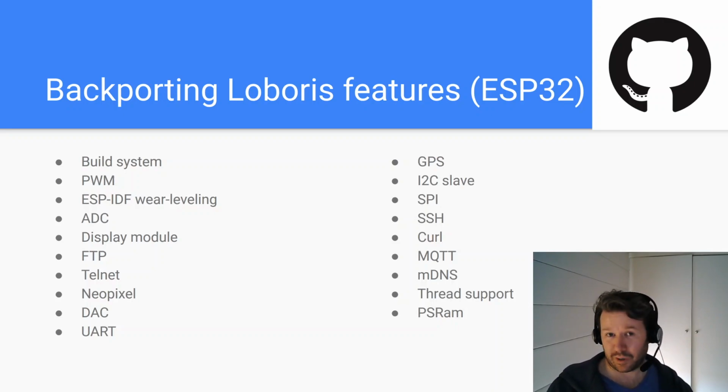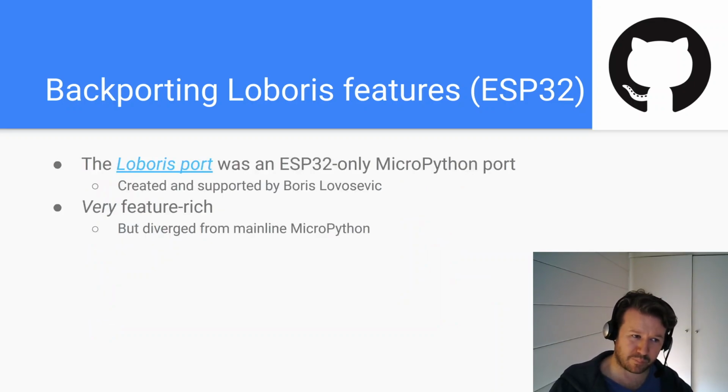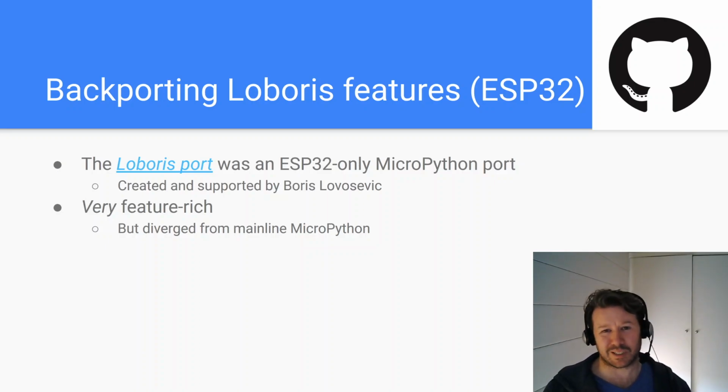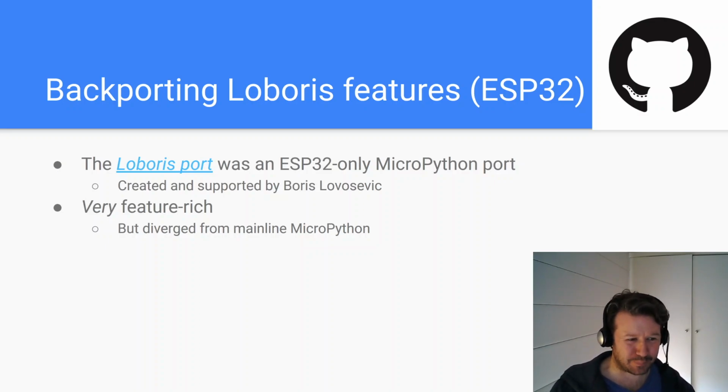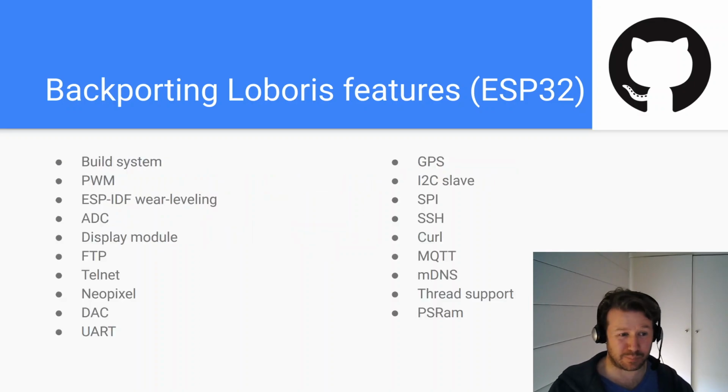So we're aware of this. We're trying to get some of these features back, but they did diverge a lot, and the Loboris port had the benefit of focusing only on the ESP32, whereas we need at least the core features of MicroPython to be the same across all of the ports. Otherwise, the language itself will sort of diverge and not be so useful. So we need to pull these in a bit carefully.